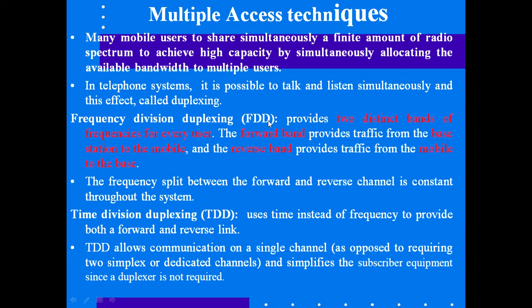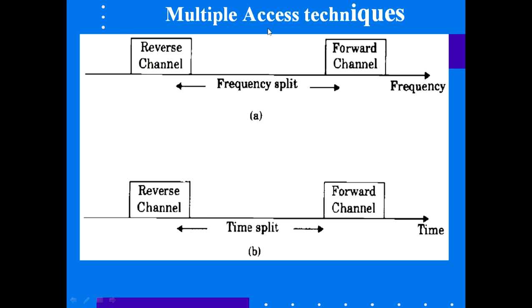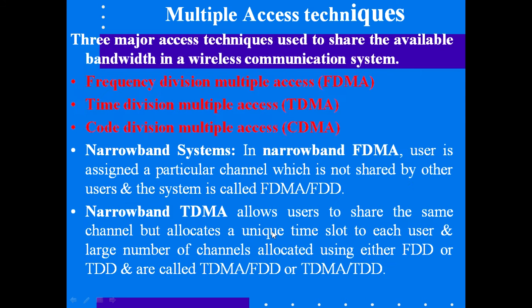As we said already, FDD uses two distinct bands for forward and reverse channel, whereas in TDD two different time slots are used for forward and reverse links. And this is a diagram for the FDD as well as the TDD. So here this is a frequency split, whereas in TDD it is a time split.